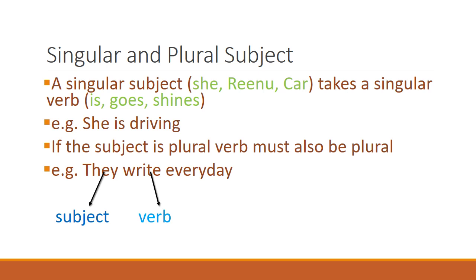Singular and plural subjects. A singular subject, she, Renu, car, takes a singular verb: is, goes, shines. So the point is a singular subject takes a singular verb. Example, she is driving. If the subject is plural, the verb must also be plural. Example, they write every day. Here the subject is they and the verb is write. The singular form of write is writes.